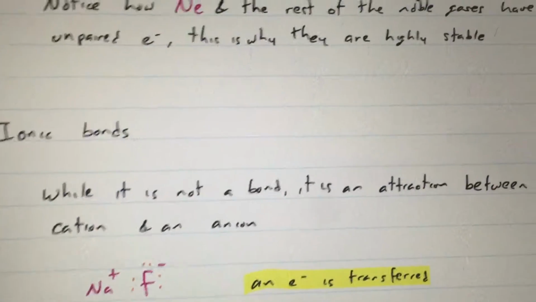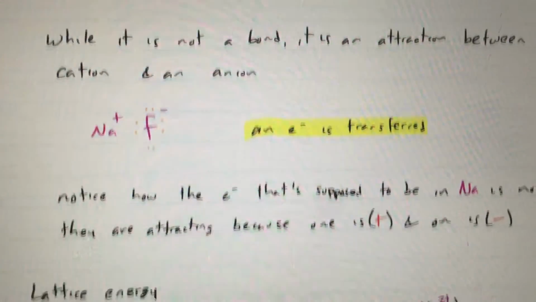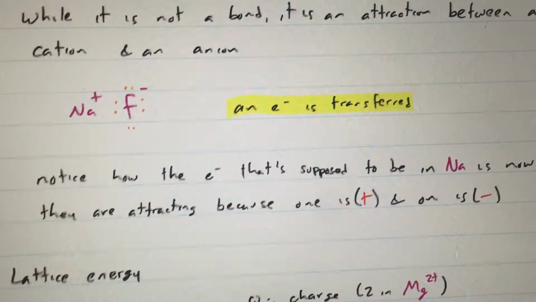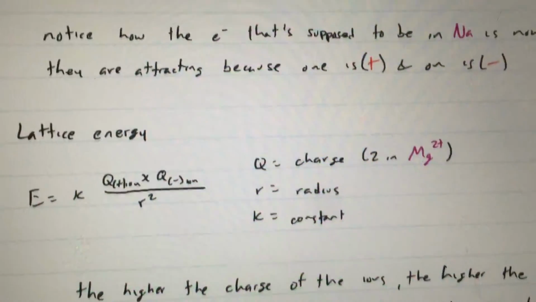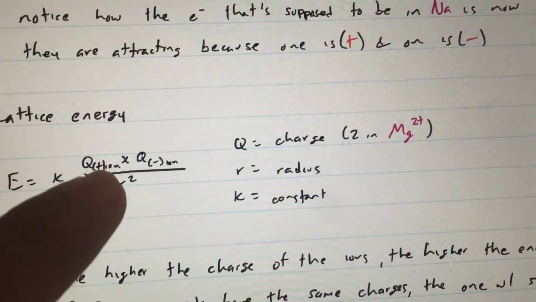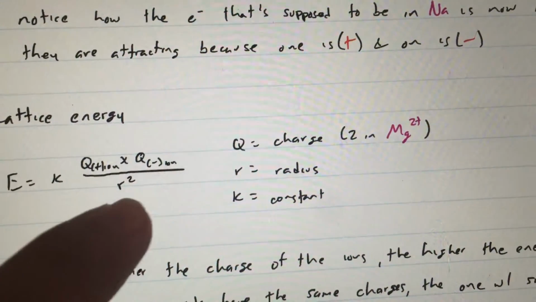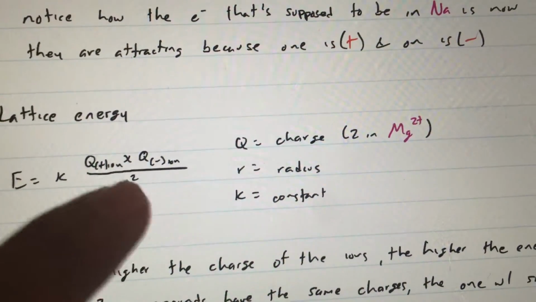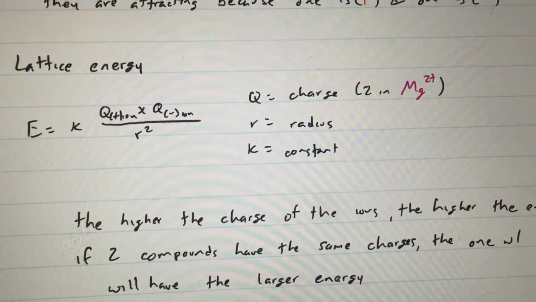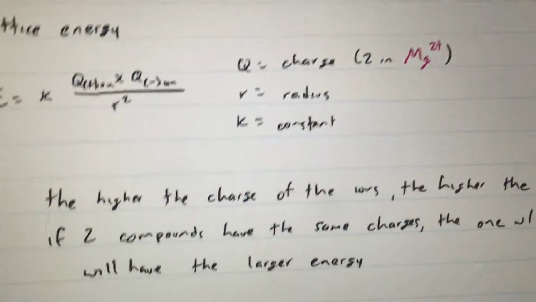The next part is about lattice energy. Lattice energy is the energy required to break an ionic bond. How do we do that? We use this formula. E equals k times the charge of the positive ion times the charge of the negative ion, divided by r squared, the radius squared.